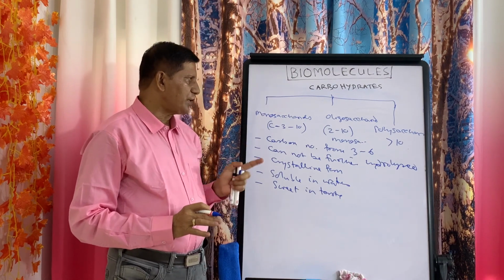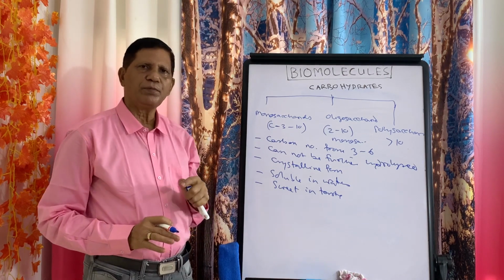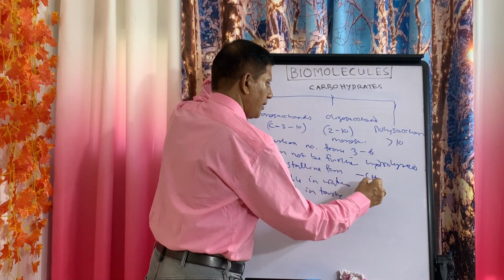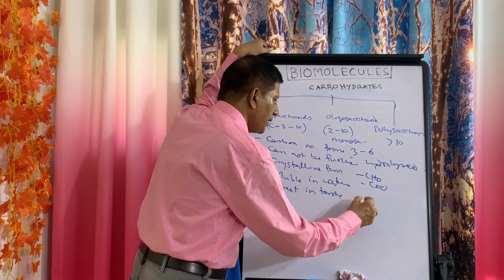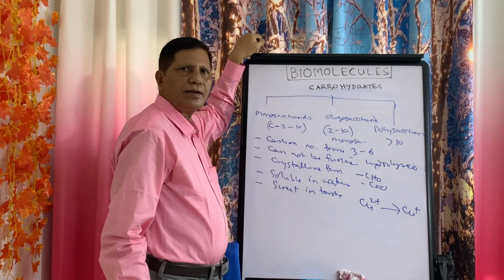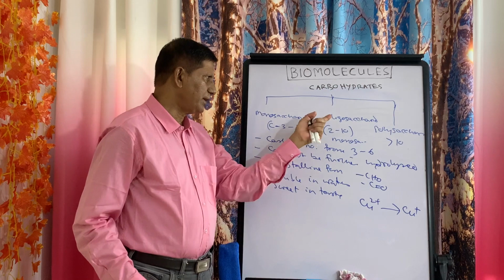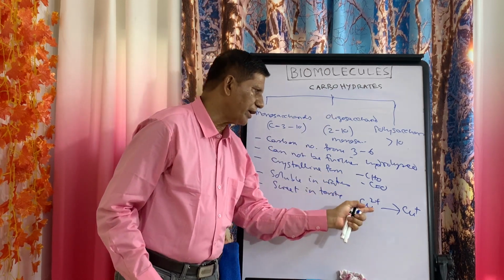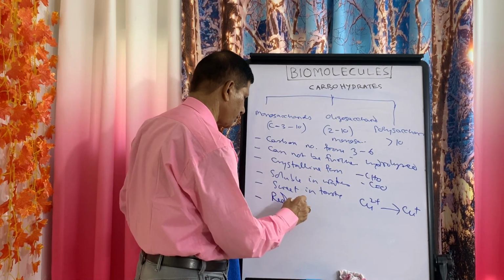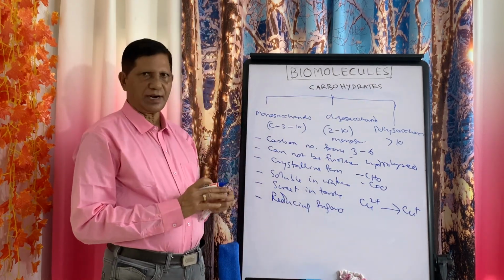And some of these monosaccharides, or you can tell most of the monosaccharides, they have the reducing power because they have either aldehyde group or keto group. So they can reduce cupric to cuprous. So usually all the monosaccharides and also some of the oligosaccharides, they can reduce cupric to cuprous. That means these monosaccharides are also known as reducing sugars. So these are some of the characteristics of monosaccharides.